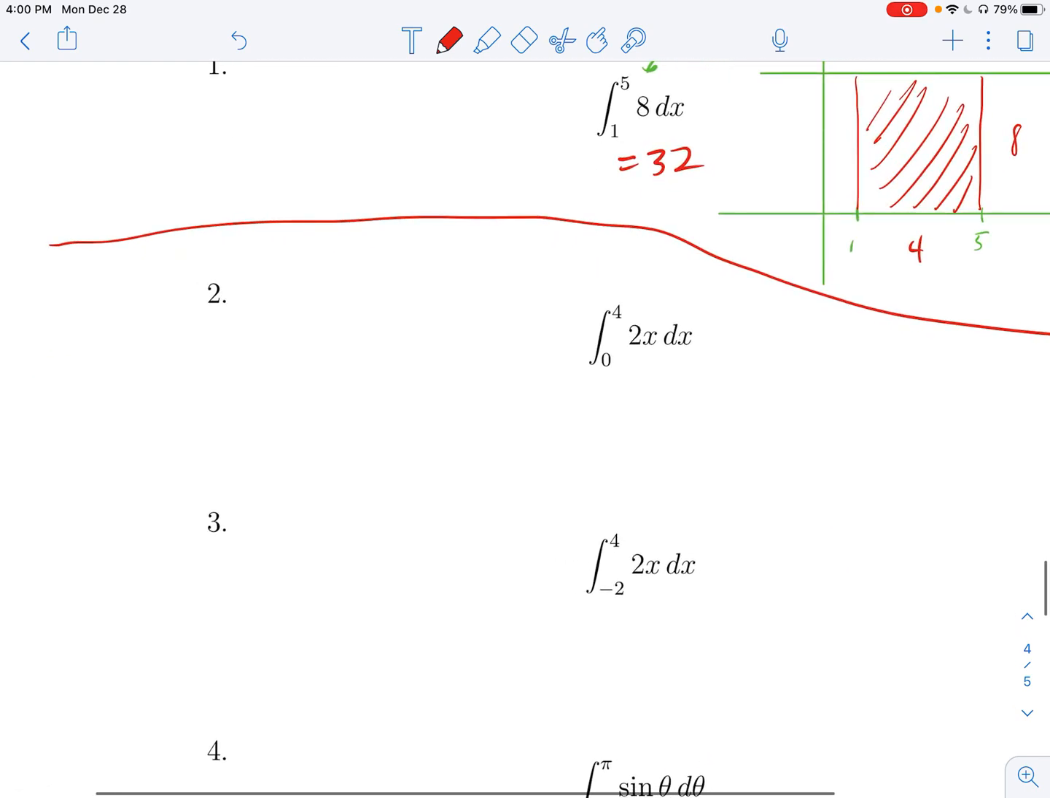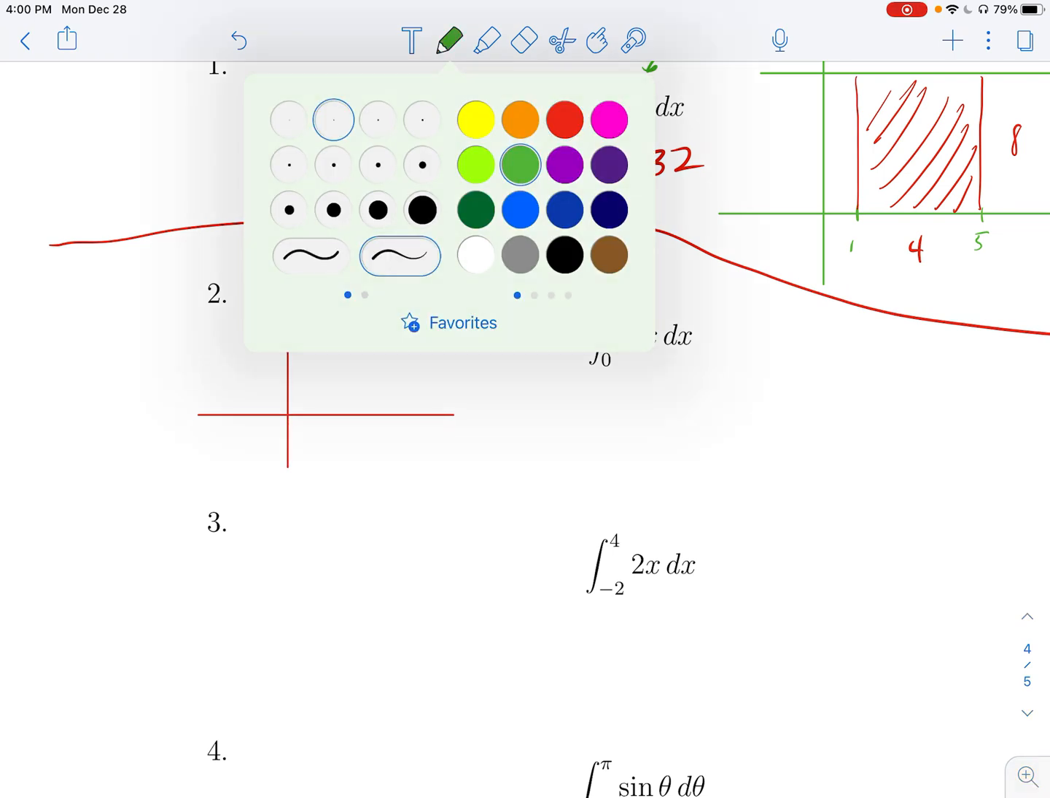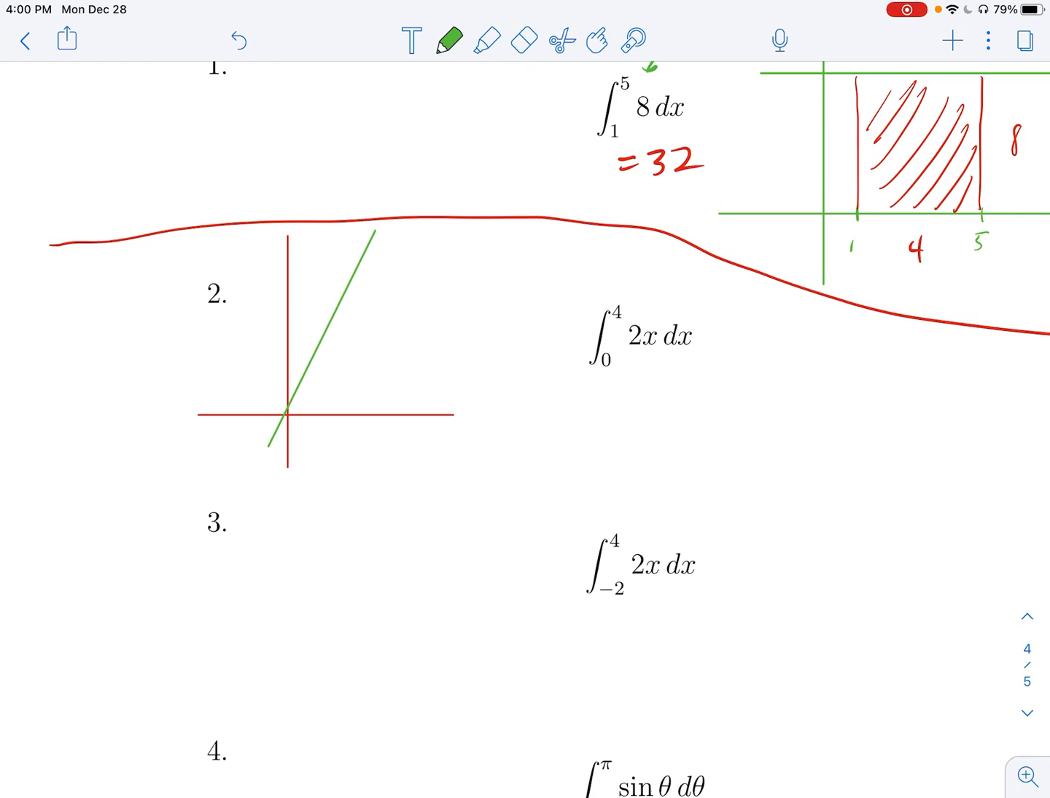Let's look at this one. y equals 2x. There's a line through the origin. Here's x equals 4. Here's x equals 0. Here's the x-axis. So it's the stuff above the x-axis but below that graph. And we have a triangle. Area of a triangle is 1/2 times base times height. In this case, that would be 1/2 times 4 times 8, which works out to 16.